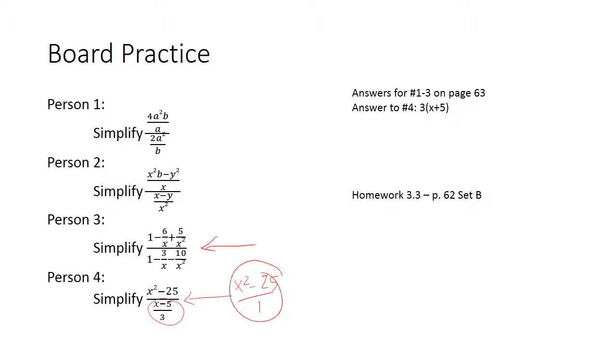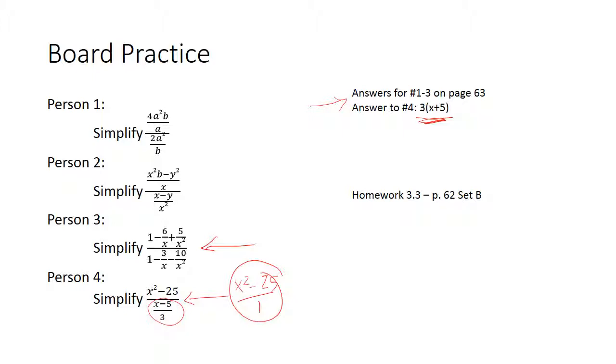When you are finished with your board practice, you may go ahead and check your answers. The answers for numbers 1 through 3 are on page 63. It's the self-test answers. And then the answer to number 4 I have written here for you because I just pulled it as another example. So if you need help with that one, feel free to ask the people around you.